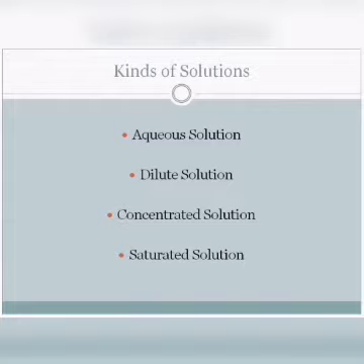Number one is aqueous solution. Then we will talk about dilute solution, then concentrated solution, and saturated solution.